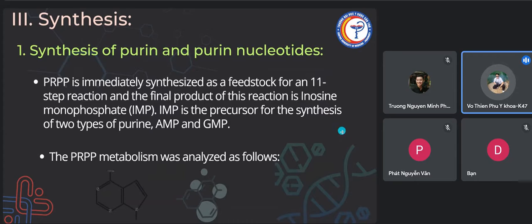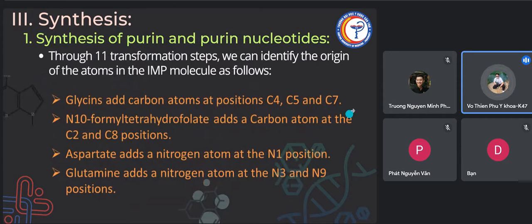Okay, the PRPP metabolism was analyzed as the following 11 steps. Through 11 transformation steps, we can identify the origins of the atoms in the IMP molecule as follows. First, glycine provides the atoms at positions C4, C5, and N7. N10-formyl tetrahydrofolate provides the carbon atoms at the C2 and C8 positions. Then aspartate provides the nitrogen atom at the N1 position, and glutamine provides the nitrogen atoms at the N3 and N9 positions.